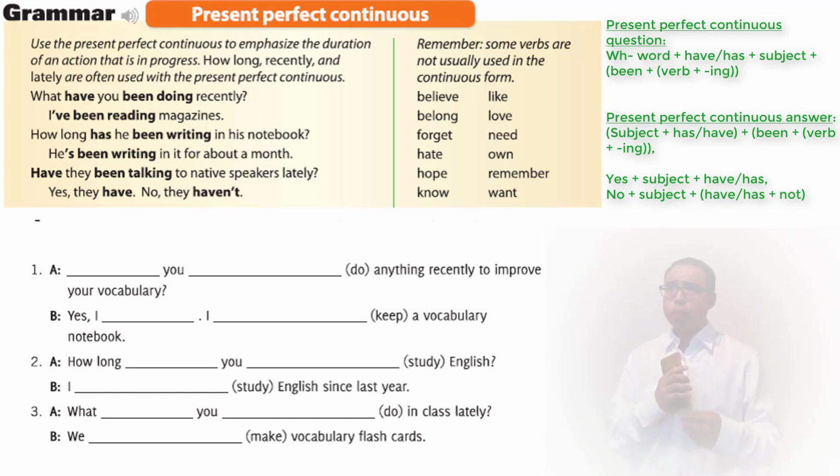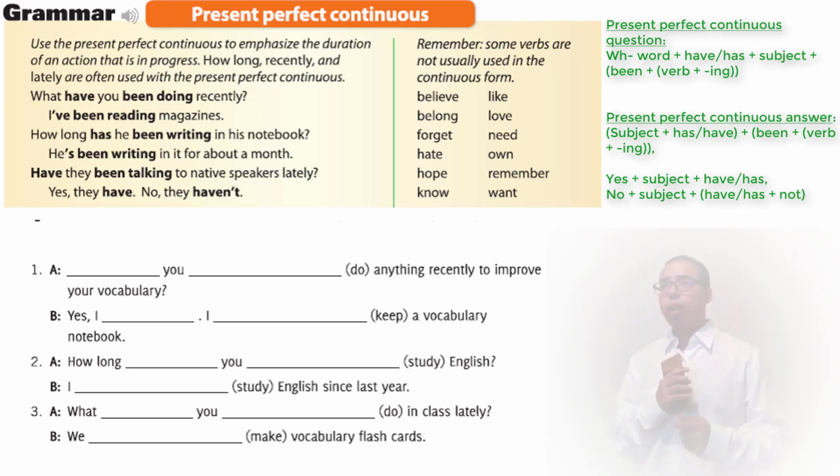Third sentence. Have they been talking to native speakers lately? We're going to use the same word, have, in the answer. So it's yes, they have, or no, they have not. Those are two ways you can answer the question. But as you can see, they both have. It only adds a not if it's negative, or takes it away if it's positive.